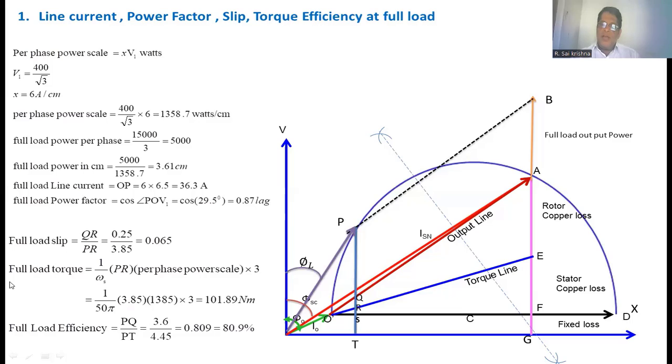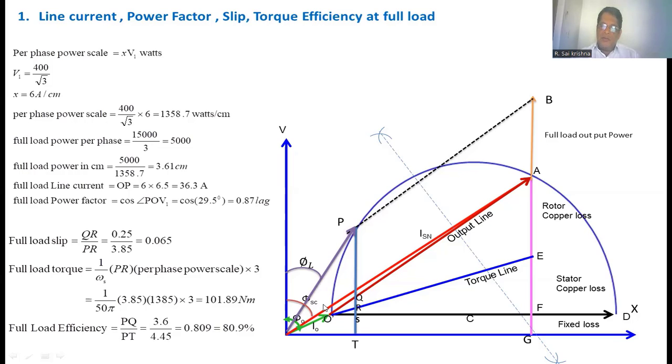Next, full load torque. If we know the rotor input power, the rotor input power equals the length PR. So length PR into power scale into 3, because this value is the per phase value and we want the three phase, divided by omega s. You can calculate the synchronous speed of the induction motor because the frequency is 50 hertz and the motor is designed for 4 poles. The synchronous speed we get is 1500 rpm. That we convert into omega s, 2 pi Ns by 60, and get 50 pi. So 1 by 50 pi into 3.85 into power scale into 3, you get 101.89 Newton meter. Next, efficiency at full load of the induction motor.